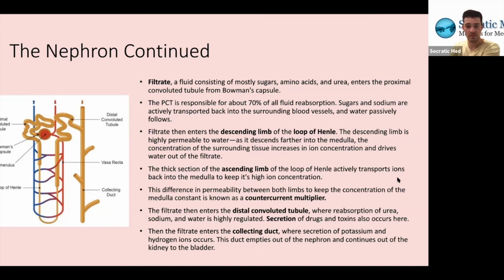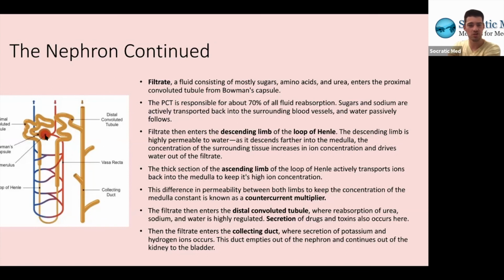Okay, so the thick section of the ascending limb of the loop of Henle actively transports ions back into the medulla to keep its high ion concentration. So the difference in permeability between both limbs to keep the concentration of the medulla constant is known as a countercurrent multiplier. And that's a concept that you'll see pop up on the MCAT in a couple of different places: the countercurrent multiplier, countercurrent exchange.